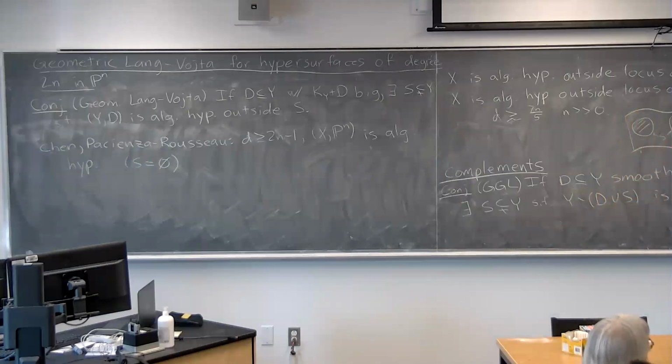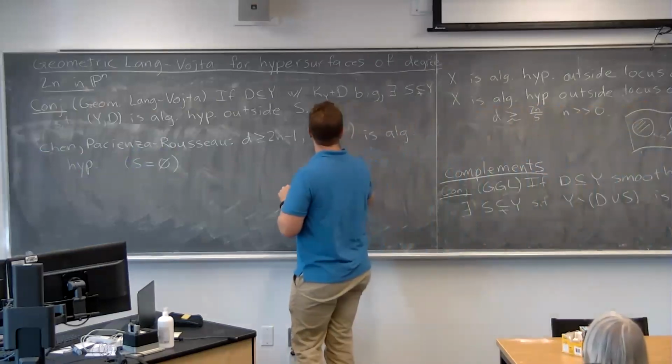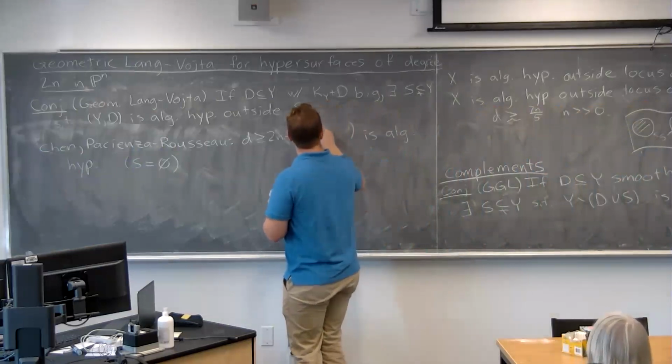When we talk about a pair being algebraically hyperbolic, we're thinking about Y minus D being algebraically hyperbolic. Yeah, you've written it in the other order here. Yes. Oh, sorry. P^n, X. It should have been P^n, X. Thank you. That might make a bit more sense.